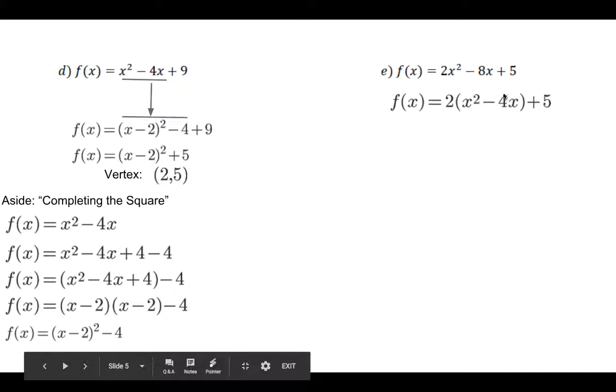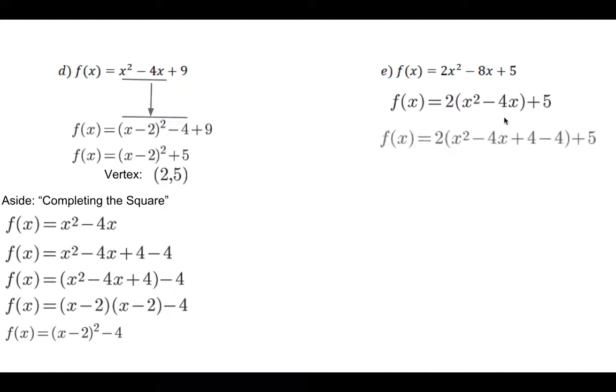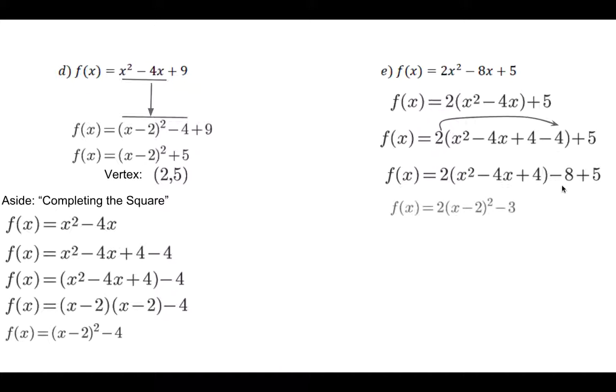So we just take the 2 out of the 2x squared and the minus 8. And then we saw it's plus 4 minus 4. We've got to get that negative 4 out of there because this guy's in brackets, but you can't just take the negative 4 out. You've got to multiply by 2. And then this middle part here factors to x minus 2 times x minus 2. So we get negative 8 plus 5 is negative 3. So the vertex is 2 comma negative 3.